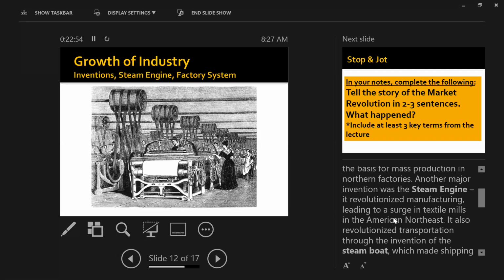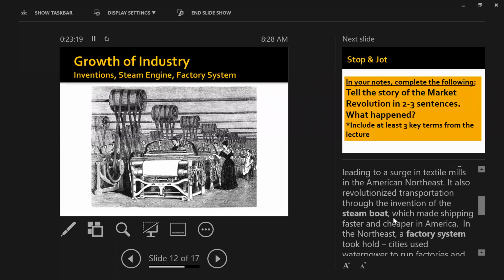Another important invention from this time is the creation of the steam engine. And the steam engine revolutionized manufacturing, and it led to the creation of textile mills. Textile is spelled T-E-X-T-I-L-E. So it led to a growth of textile mills in the American Northeast.